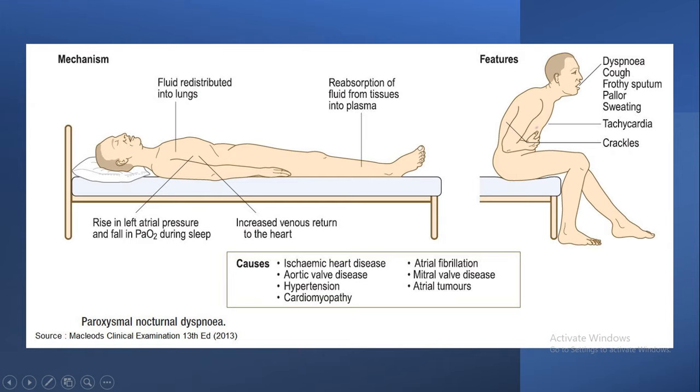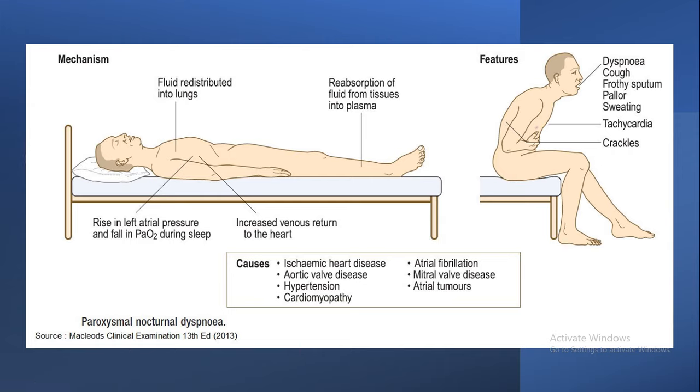As we can see here, this is the patient lying flat in bed at night. 1 to 2 hours after sleep, the patient has to sit up acutely, and he complains of severe dyspnea and respiratory distress. This may be associated with cough and frothy sputum. As we said, there is fluid accumulation in the lower limbs in the recumbent position. When the patient lies flat, there is fluid redistribution to the upper parts of the body. There is an increased venous return, which leads to an increase in the left atrial pressure and pulmonary venous pressure, causing pulmonary congestion. Okay.